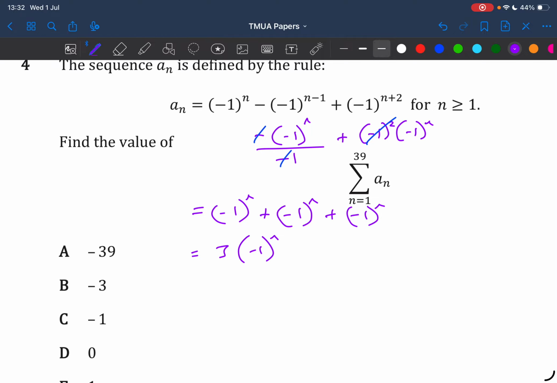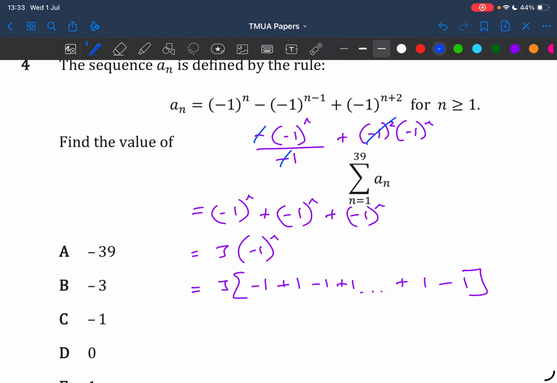So let's write that sequence out. What's it going to look like? I will leave the 3 out the front. When n is 1 to start with, it'll be minus 1. And then when it's 2, it'll be 1. And then minus 1, and then 1, etc., etc., until we get to the 39th, which is odd. So the first one's going to be minus 1.